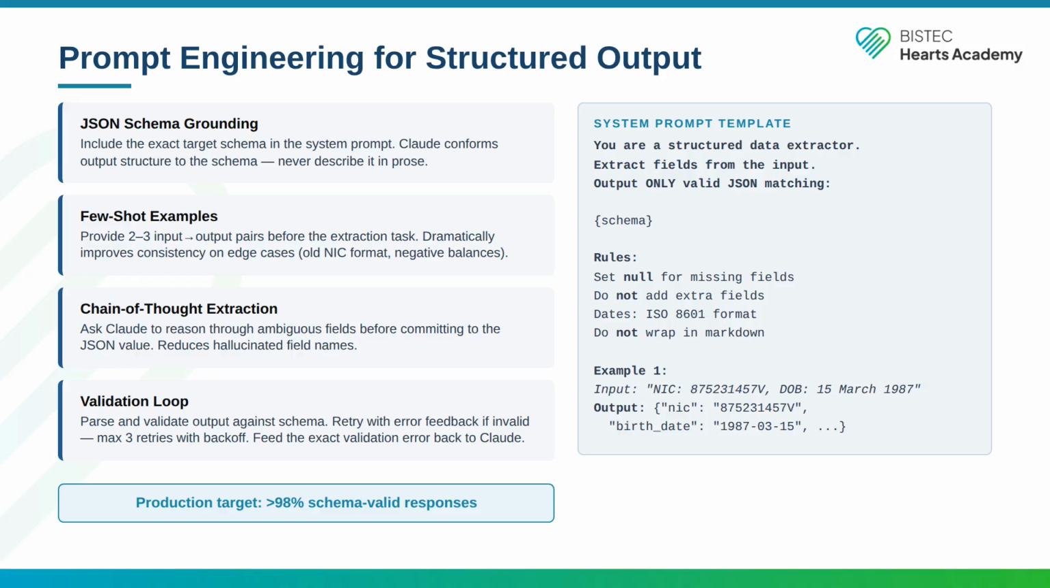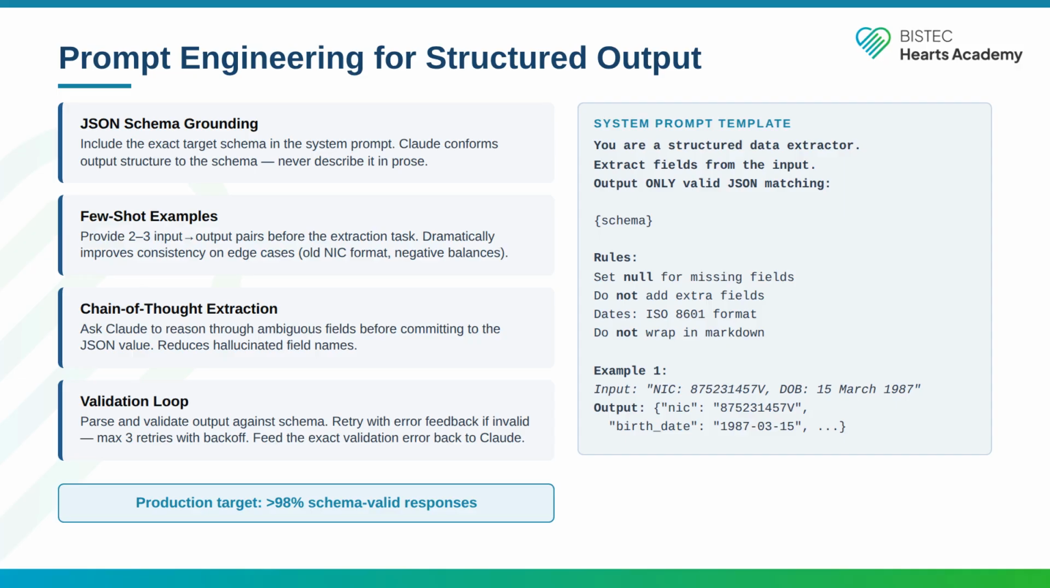Chain of thought extraction is the technique for fields where the source document is ambiguous. Ask Claude to reason through the ambiguous field before committing to a value. For example, explain which digits of the NID you use to determine gender, then output the JSON. This externalizes the reasoning and allows Claude to catch its own errors before they're baked into the final output.